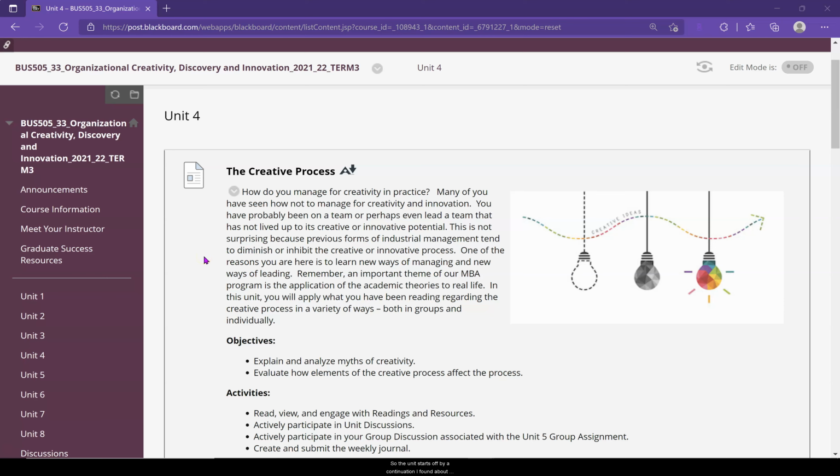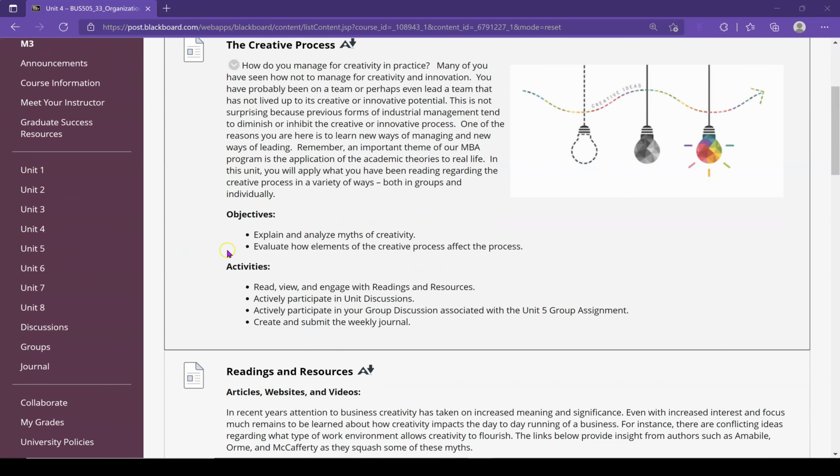So the unit starts off by a continuation of talking about the creative process and what's involved with that, why it's important. Right, so you can see our objectives: to explain and analyze myths of creativity and to evaluate how elements of the creative process affect the process.